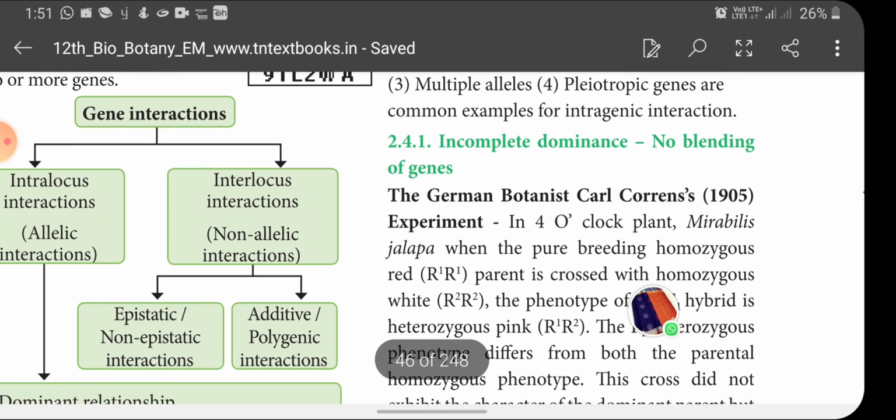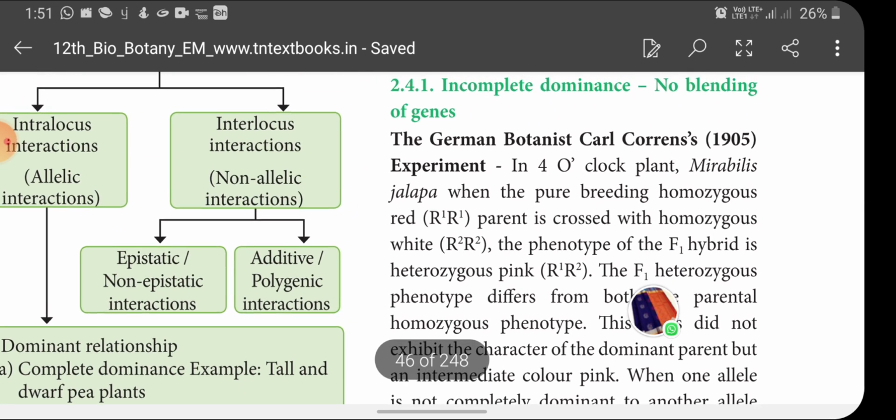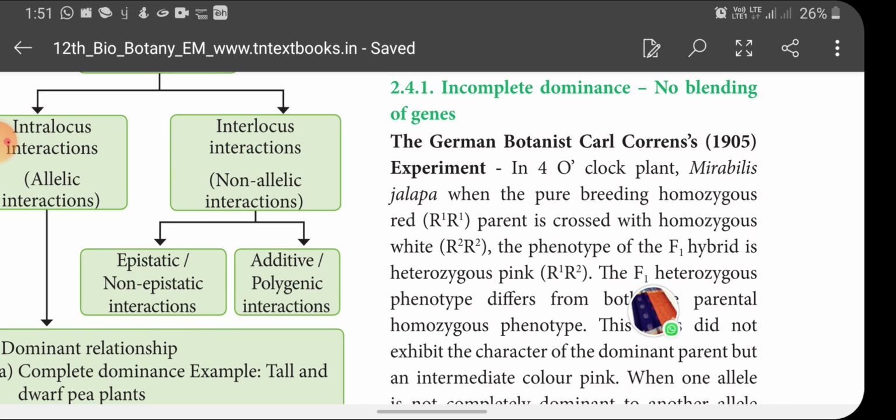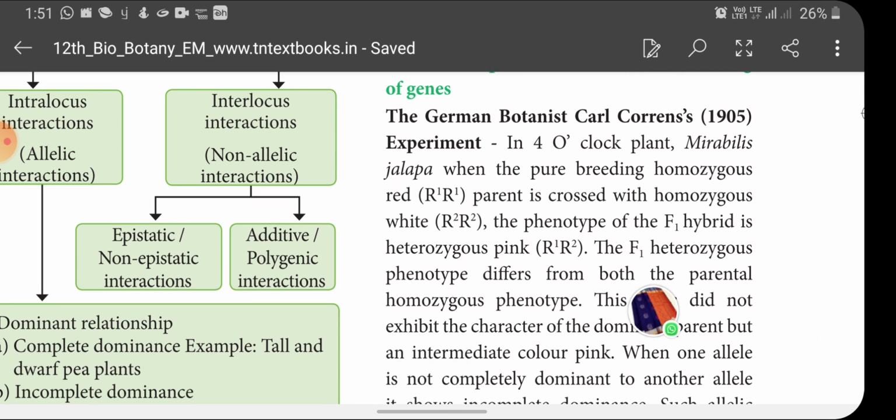Incomplete dominance: no blending of genes. In the German botanist Karl Correns' 1905 experiment in four o'clock plants, Mirabilis jalapa, the pure breeding homozygous red parent, with allele capital R1 R1, is crossed with homozygous white, capital R2 R2. The phenotype of the F1 hybrid is heterozygous, that is pink. It consists of capital R1, capital R2 as its allelic form.